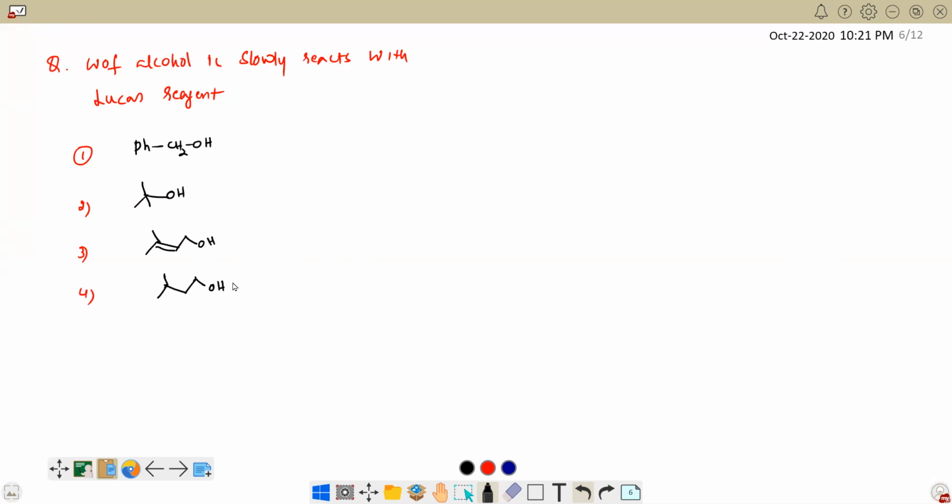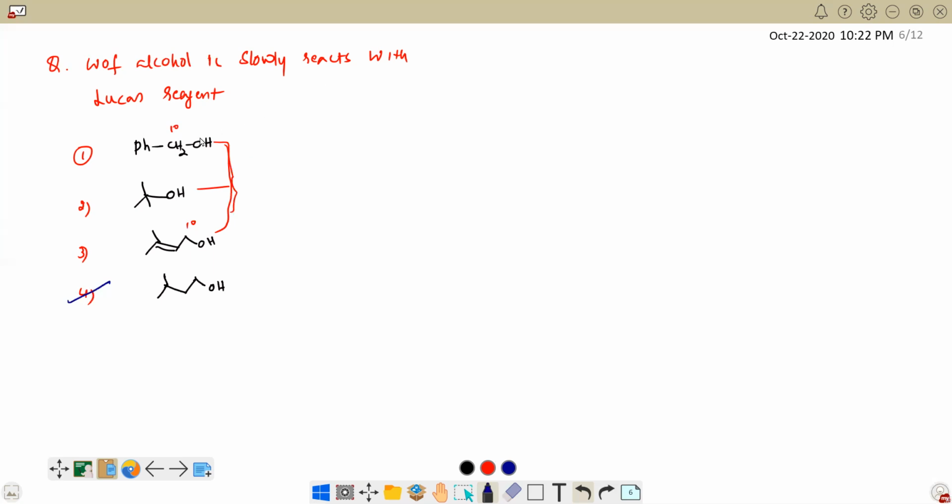Come on, tell me. So 1, 3, and 4, sir. But the answer is only 4, because the concept leads to wrong guidance for us. 3-degree alcohols, of course, react very fast. But here the alcohols given are 1 degree, this is also 1 degree, right? But you have to see all of these.